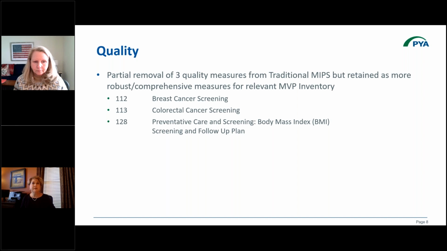The partial removal of the 3 quality measures, or the ones that I just referenced, are being transitioned from traditional MIPS, but are retained and really expanded. They're more robust and more comprehensive as they've been integrated into some of the relevant MVP inventories. So those in particular: breast cancer screening, colorectal screening, and then BMI. Again, common measures that most of the EMRs are able to support. Many providers of all specialties have been able to integrate that data collection into their patient visit. And so if they're on your radar, you want to have that in mind.